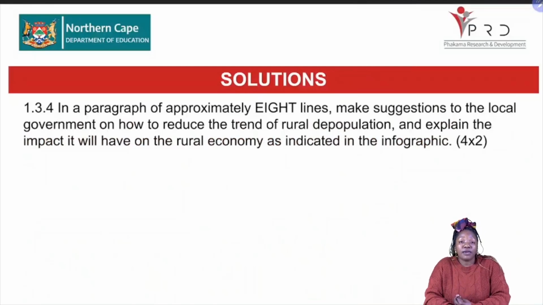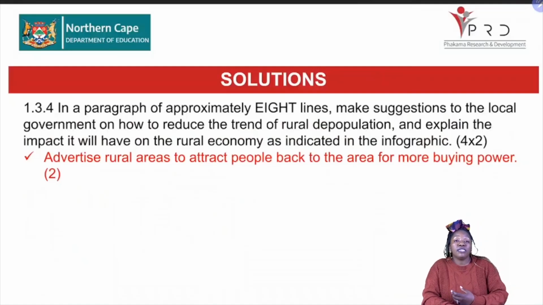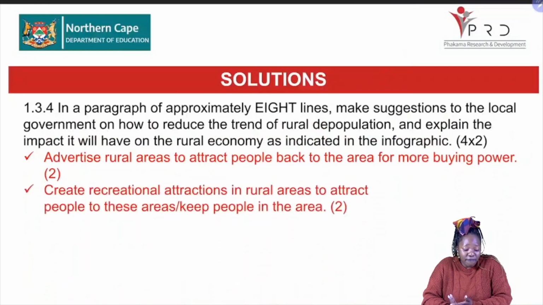Then in our paragraph question, you are supposed to give suggestions on how to reduce this trend. People move out because they want better opportunities. They're looking for better infrastructure. They are looking for employment. Therefore, it is best advised that the municipality or the government should take care of the rural areas so that people cannot move out.